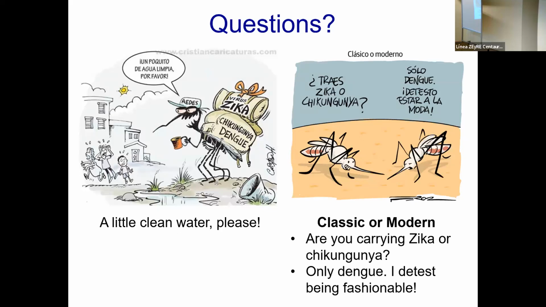They still do good surveillance. They offer testing through the federal health system at no cost. Unfortunately, they stopped testing for Zika, like I think everywhere else in the Americas, except for pregnant women.